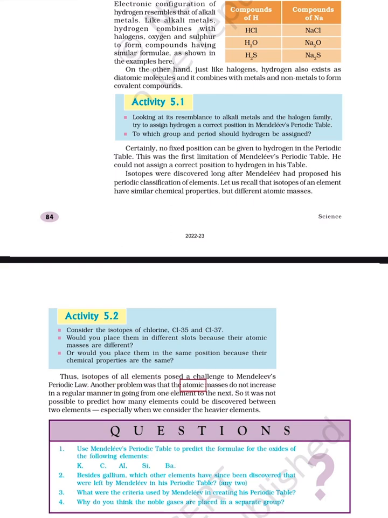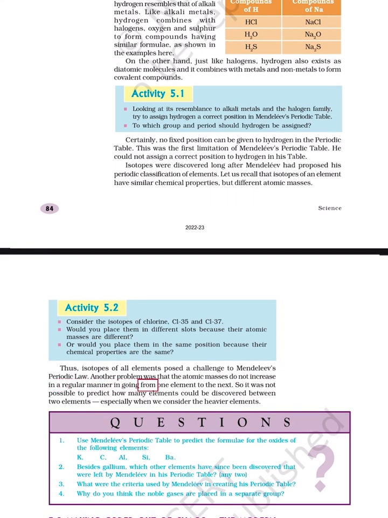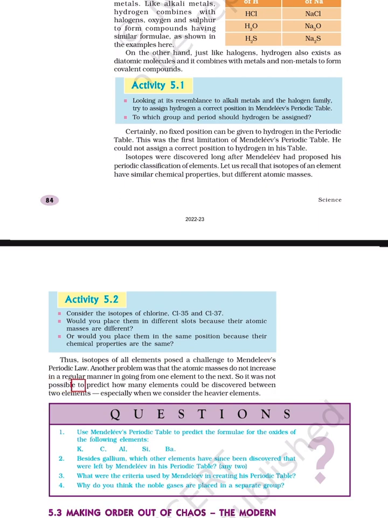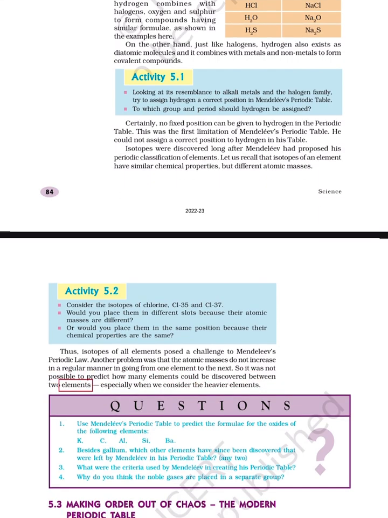Another problem was that the atomic masses do not increase in a regular manner in going from one element to the next, so it was not possible to predict how many elements could be discovered between two elements, especially when we consider the heavier elements.